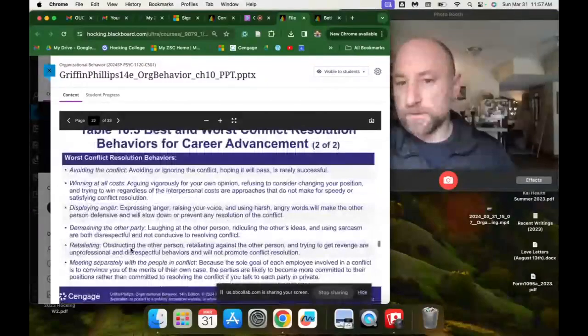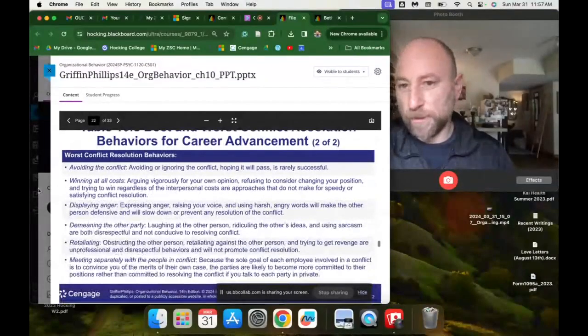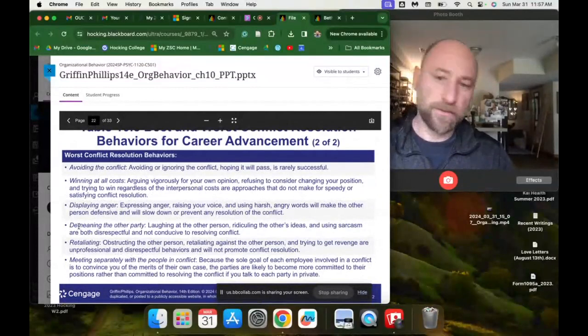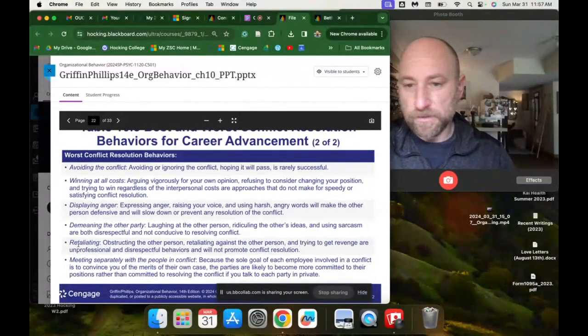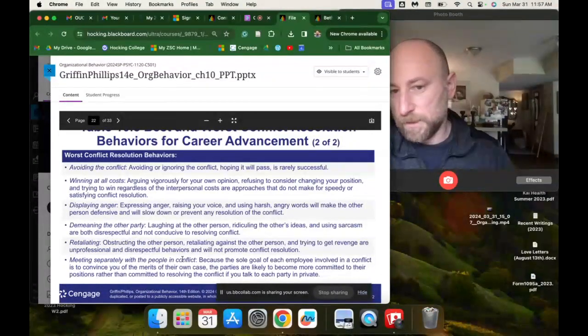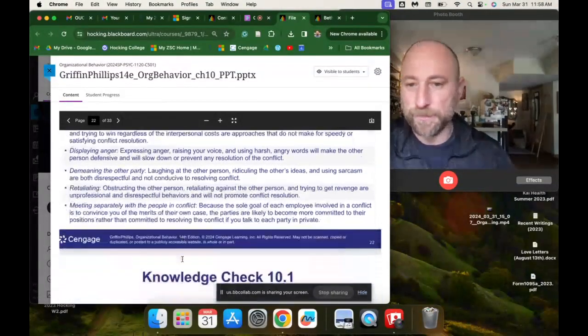Things to avoid. Don't avoid the conflict. Don't try to win at all costs. Don't display anger. Don't demean the other party. Don't retaliate. And don't meet with people in the conflict separately.